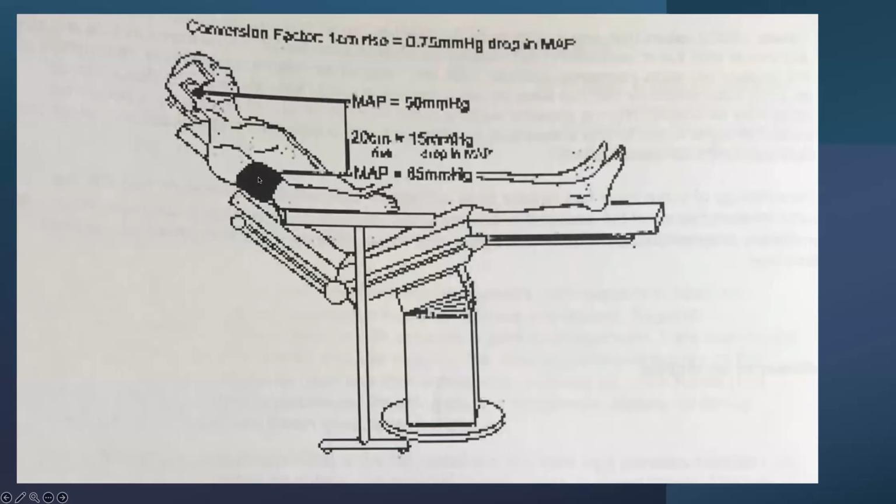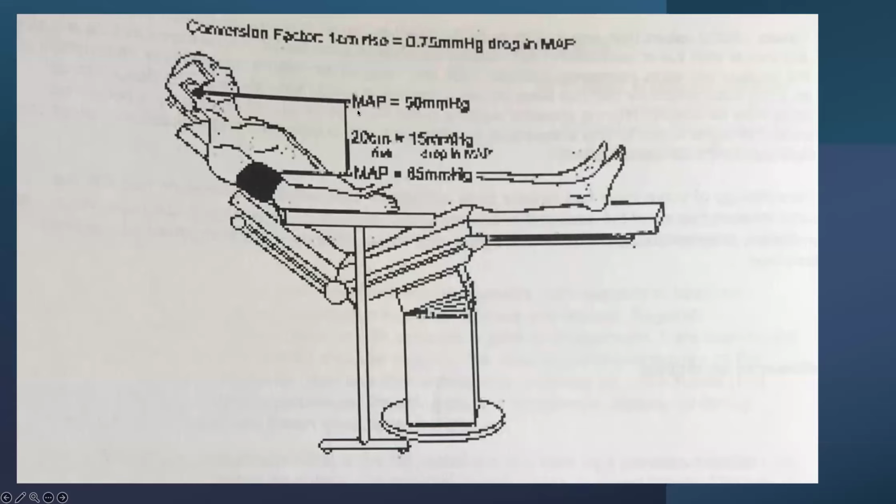So in this case, it's a drop of 15 millimeters of mercury. Here we're getting 65 millimeters of mercury showing up on our monitor. So we subtract 15 from that, which is 50 millimeters of mercury. That is the MAP. So is that adequate?